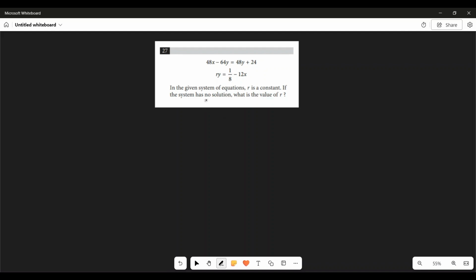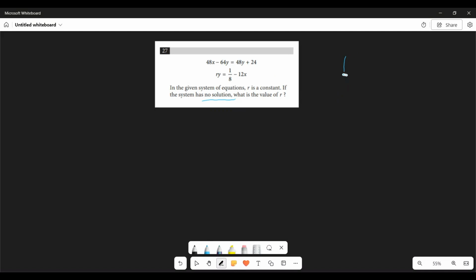So first let's think about what concept we will need to use in order to solve this question, right? A system of equations means nothing more than two lines on the xy plane, right? So we would have two lines, and they're saying that the system has no solution. No solution. So what does it mean if two lines have a solution?